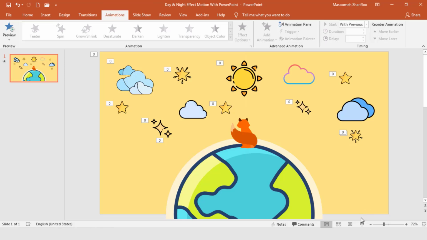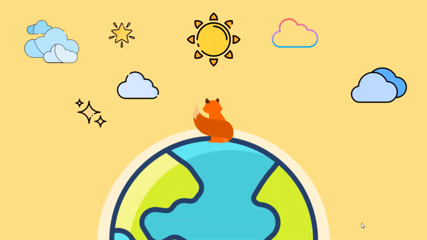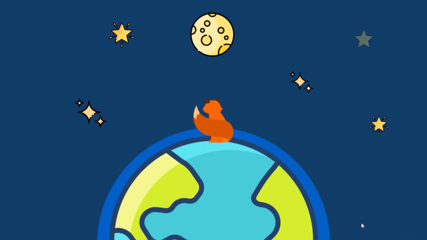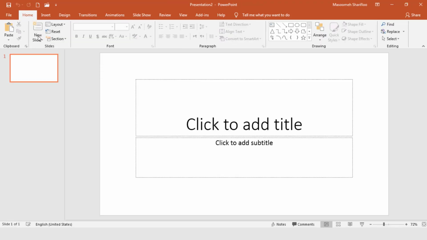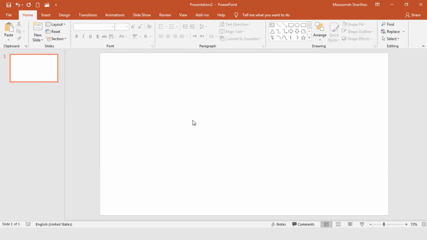I show the result for you again. As you see, the sun is replaced with the moon, and then the background color and the circle change, and these stars appear and clouds disappear, and I gave blink effect to some stars. Now we create a blank slide and start it from the beginning.